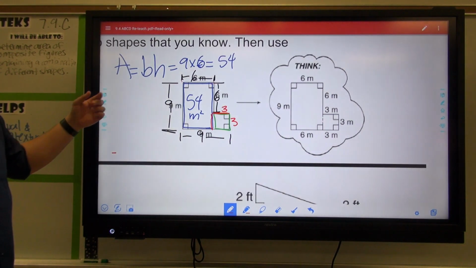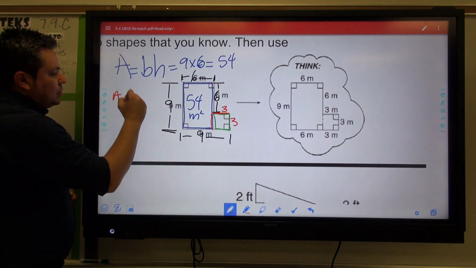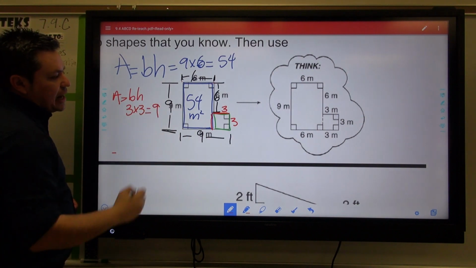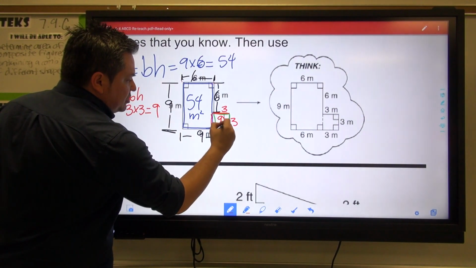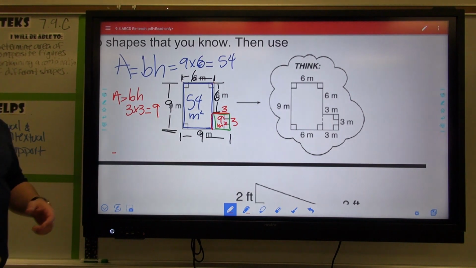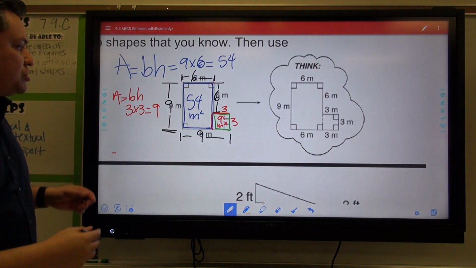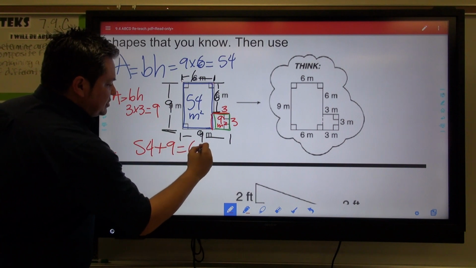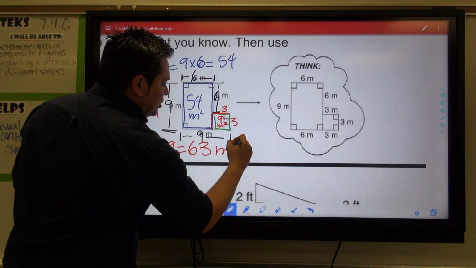How do you find the area of a square? Length times width. Length times height. 3 times 3, which is 9. So this square is 9 meters squared. How do you find the area of the whole thing? Add them together, right? So it's 54 plus 9, which is 63 meters squared.